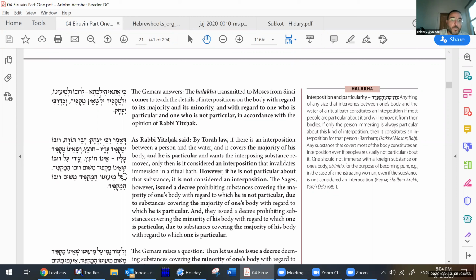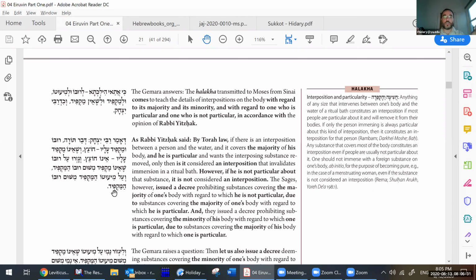The rabbis came and they made two gezerot. They said if it's something that you don't want there, if it's mud, it's dirt, and you don't want it there, even if it covers only a small part of your body, it's still considered a chatzitza and you can't go in with it. And also the other way around, if it's something that covers most of your body, even if you want it there, it's also a chatzitza.